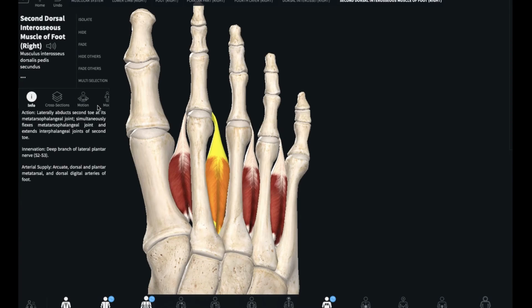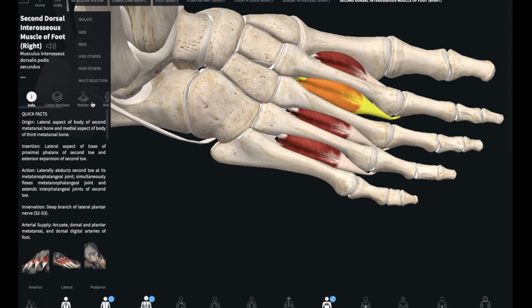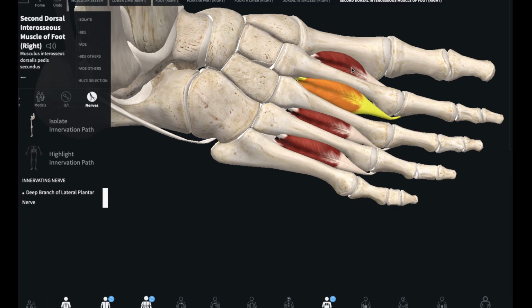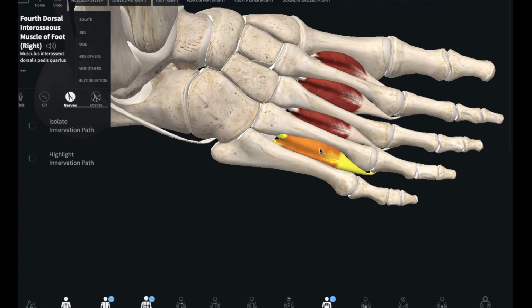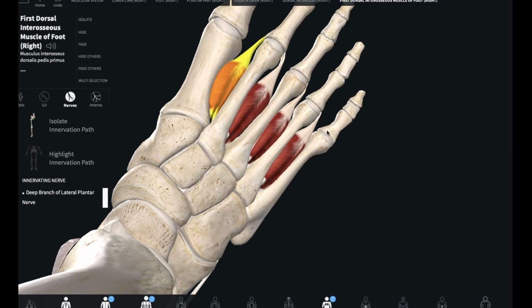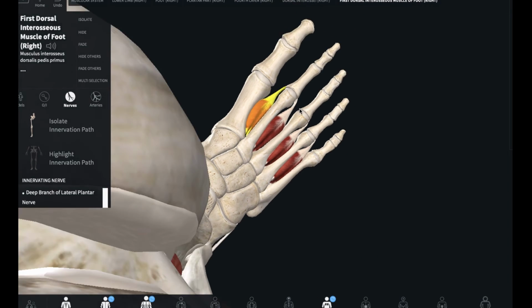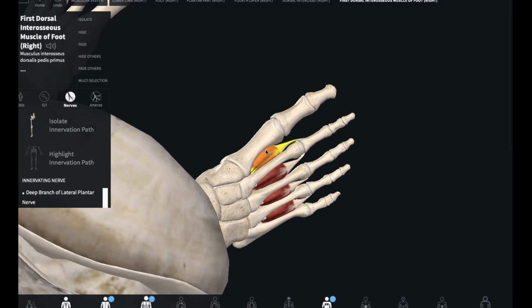And the nerves, let's have a look. Deep, superficial, okay. But relatively, it's the lateral plantar nerve. With this one. Oh, these are all lateral plantars. Okay. Plantar, and then the bottom is plantar. Okay, so that is the foot.